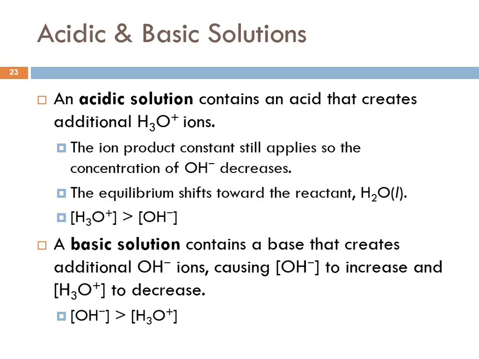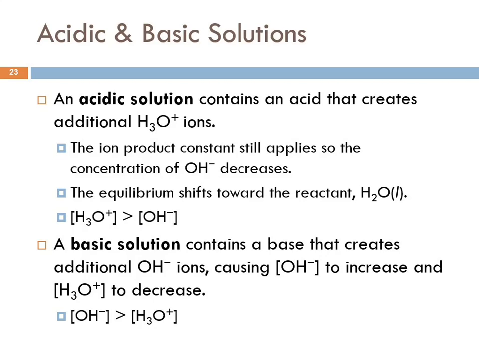So an acidic solution is going to have extra hydronium ions. You put acid into the solution, you've got an acid that creates additional hydronium ions. But that ion product constant is still true. And so what that means is that if we're adding hydronium ions, the equilibrium must shift to the left towards the water, and that will cause a reduction in the hydroxide ions. And so the product of the hydroxide ion concentration and the hydronium ion concentration is always going to be the same.